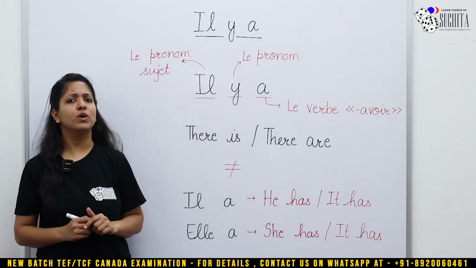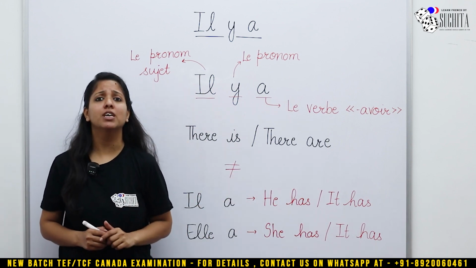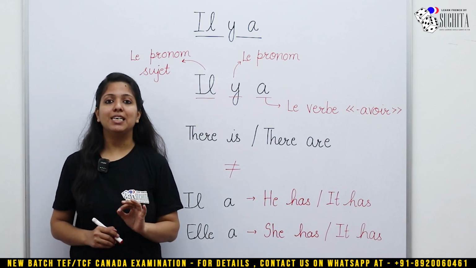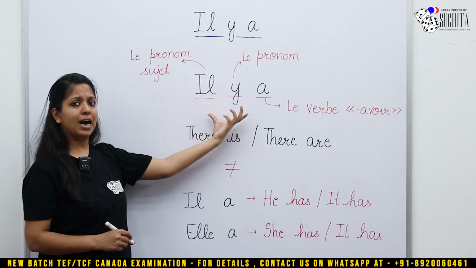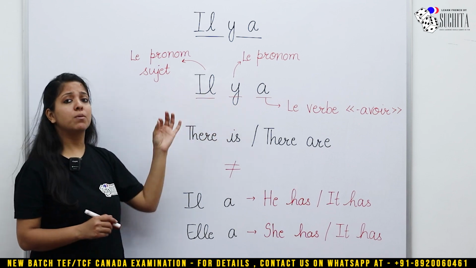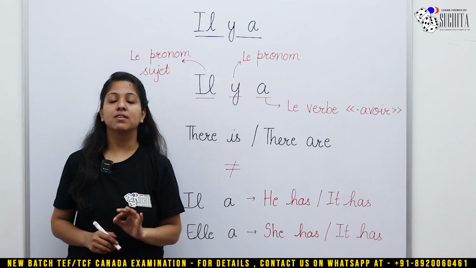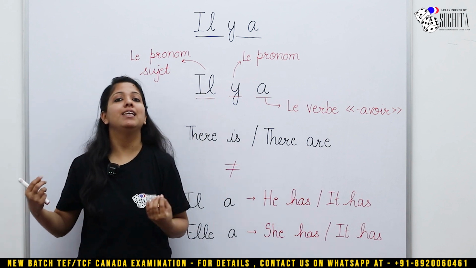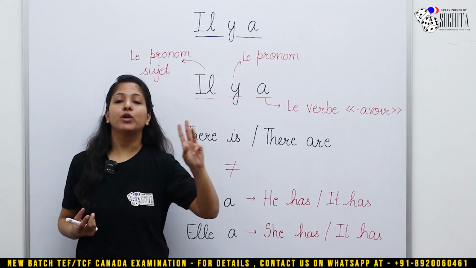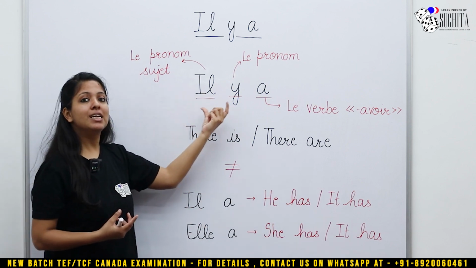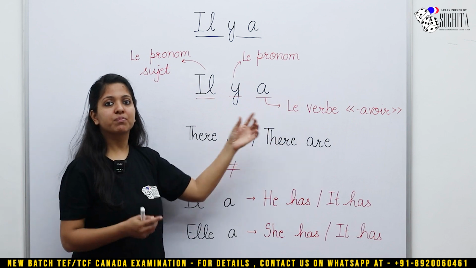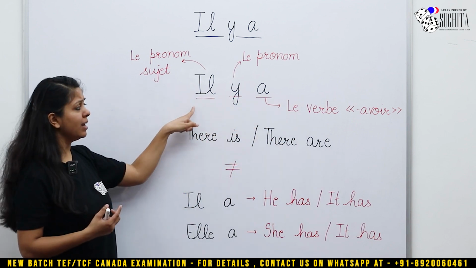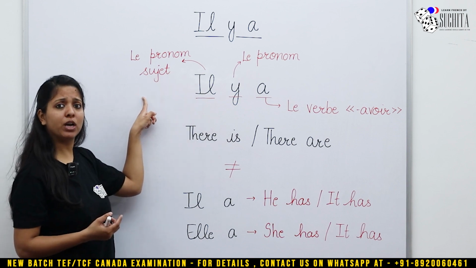And in this video, we are going to learn a very, very useful expression in French, which is il y a. Now, il y a is actually composed of three different words. We say it together as il y a, but it is composed of three different words: il, y, a.